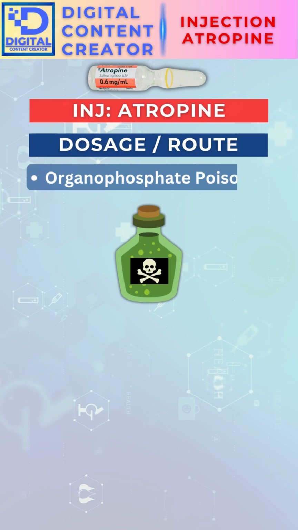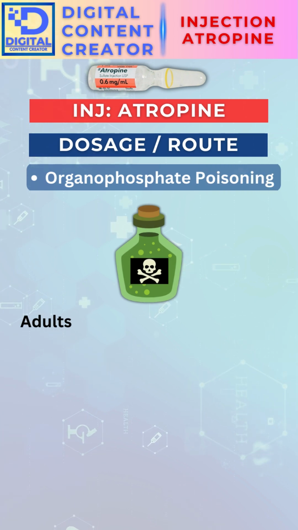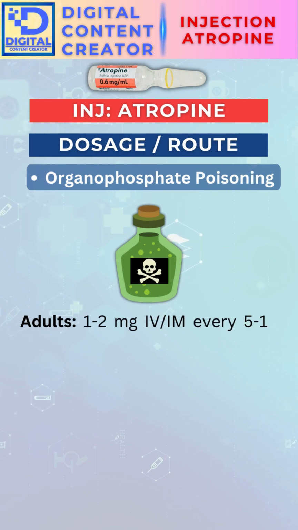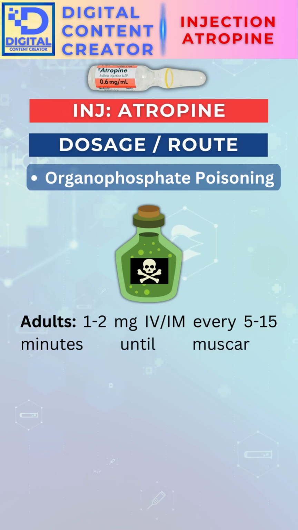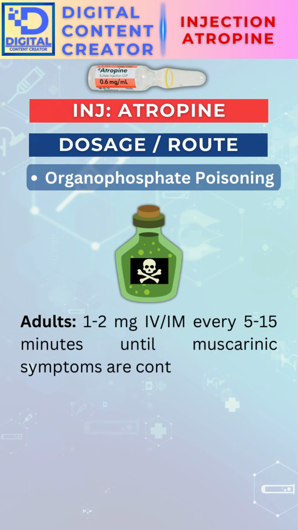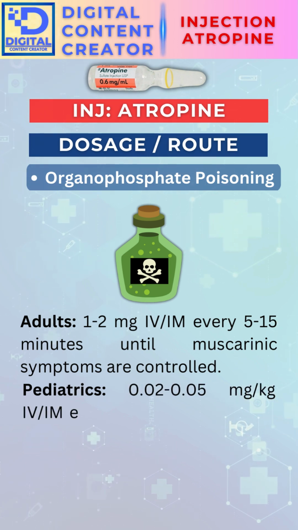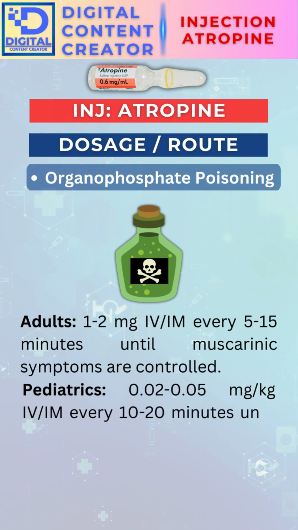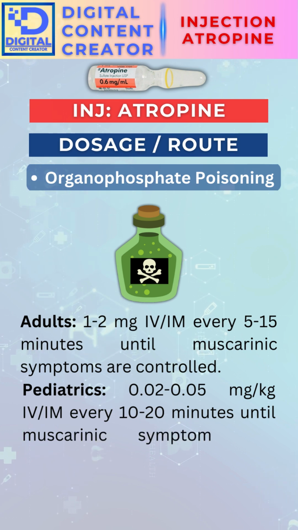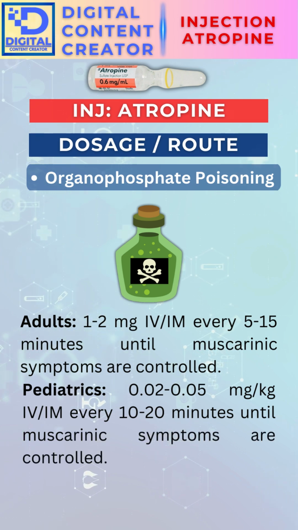In organophosphate poisoning, the adult dose is 1 to 2 mg IV or IM every 5 to 15 minutes until muscarinic symptoms are controlled. And in pediatrics, 0.02 to 0.05 mg per kilogram IV or IM every 10 to 20 minutes until muscarinic symptoms are controlled.